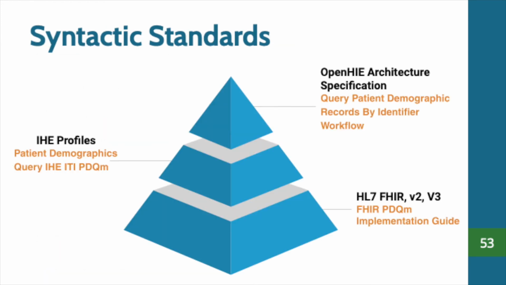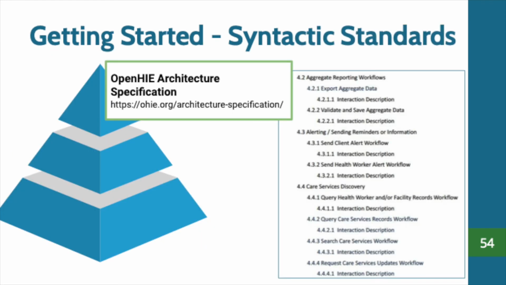As we try to put some of these message or syntax standards together, we see how OpenHIE works with these base standards. Finally, let's talk about how you can determine the syntactic standards that fit the needs for your use case. Number one, once you have identified your use case and the architecture components that are needed to support that use case, I'd suggest sketching out the data that needs to move between the architecture components. Once you have that sketch, you can use the OpenHIE architecture specification to identify the data exchanges or workflows that support your needs.